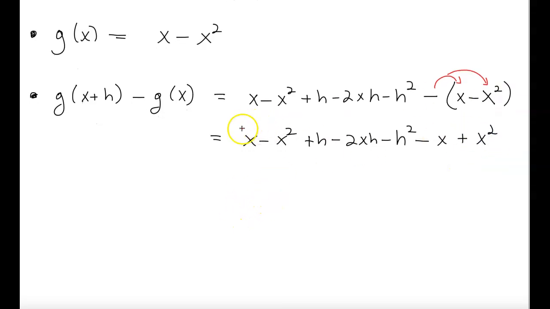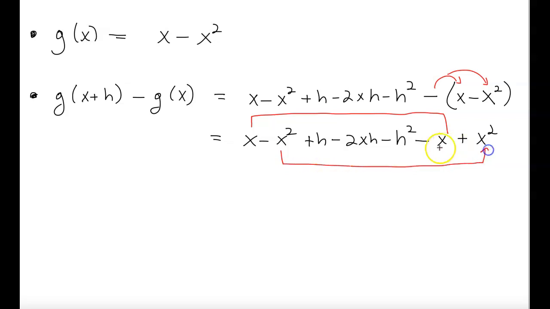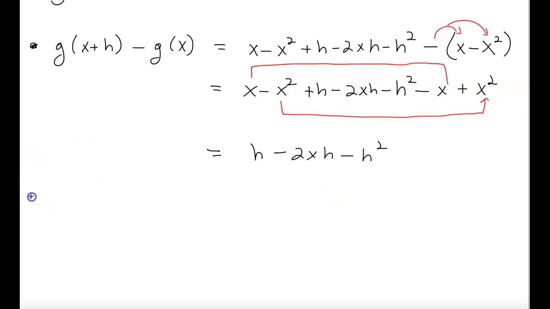And now when we combine, you'll notice you get an x minus an x, so those go away, and you get a negative x squared and a positive x squared, which cancel out because they add to 0. And so we can get rid of those, and we're just left with the h minus 2xh minus h squared. And now we're going to do the same thing. We're going to put it into the limit formula. We want the limit as h goes to 0 of g of x plus h minus g of x, which we already found, this numerator, all over h.